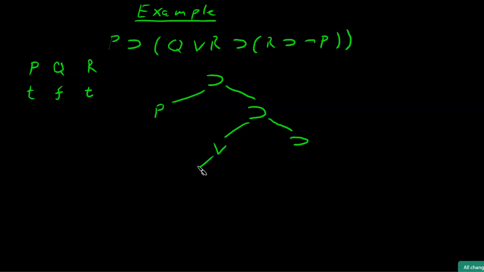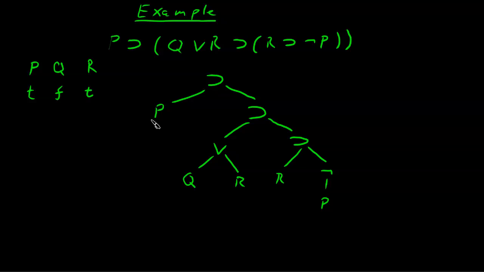To the left of the OR is a Q. To the right of the OR is an R. To the left of the last implies is an R. To the right is a not, with a P underneath.